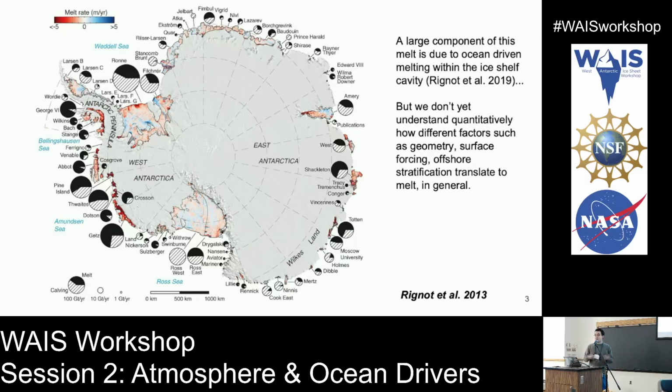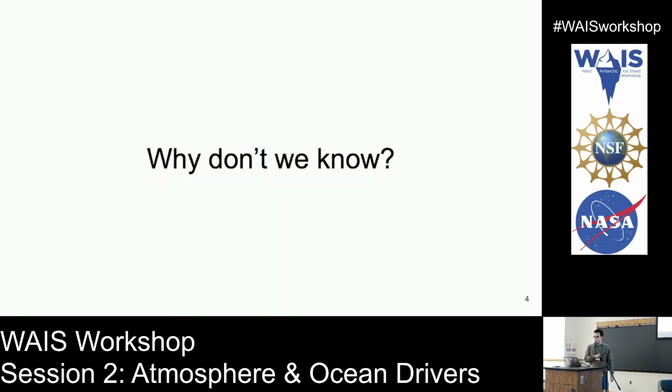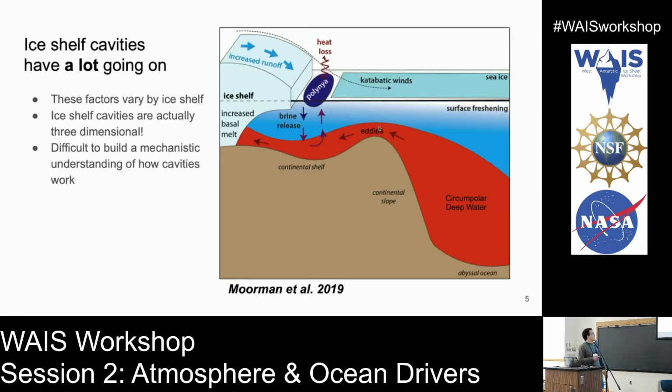We all know that, and we know that a large part of that is due to ocean-driven melting within the ice shelf cavity, but we don't really, from the ocean side yet, have a quantitative understanding of how things like the geometry of the cavity, the surface forcing over the ocean, offshore stratification translate to melt in general. And we don't know that because ice shelf cavities have a lot going on. So in the ocean, we have sea ice, there's katabatic winds careening off the ice shelves, there's polynyas, which create dense water, and ice shelf cavities in real life are really confusing 3D shapes. And that makes it hard to build this mechanistic understanding of how hot water gets in and drives melt.